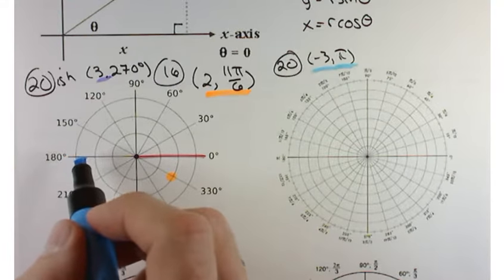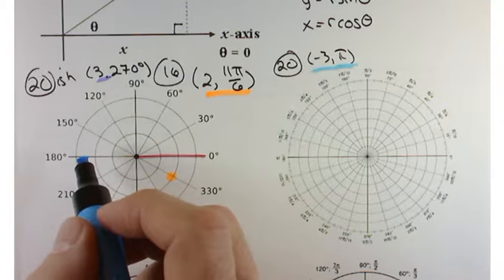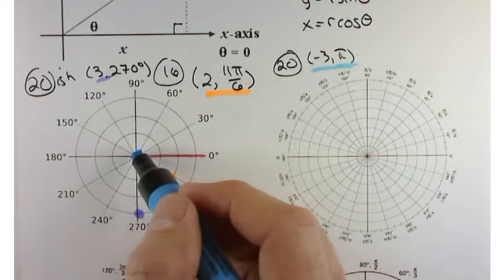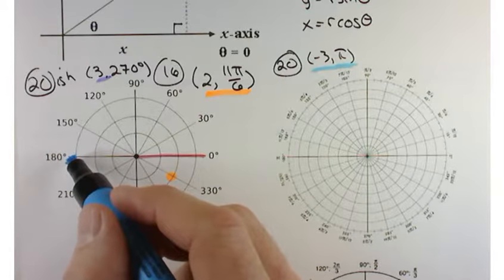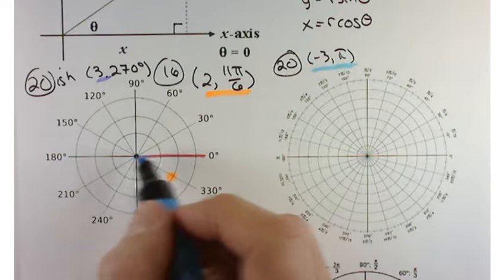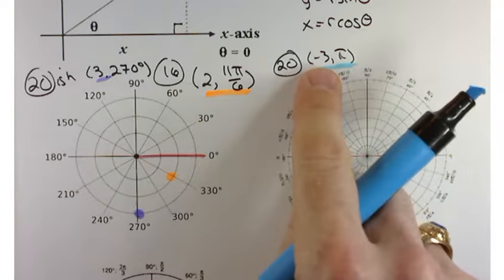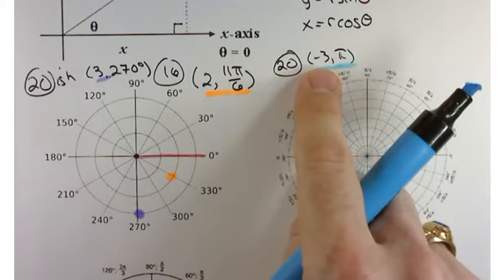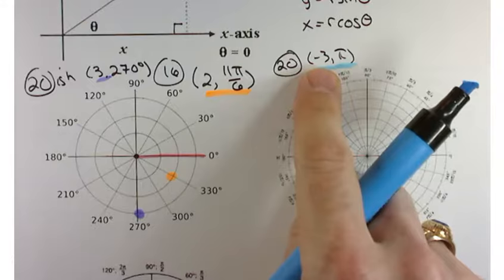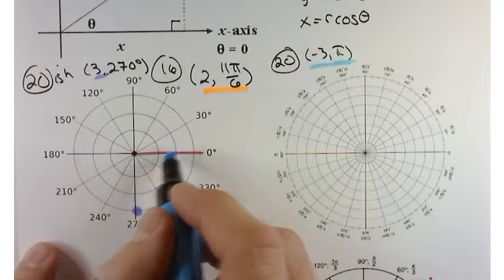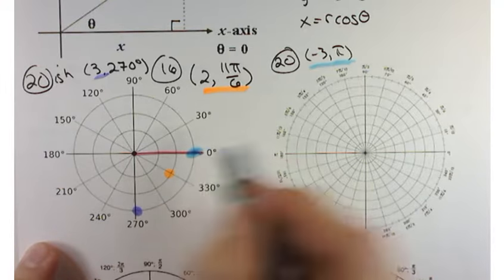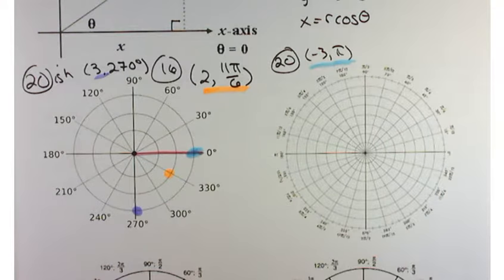But it's not just a radius of 3. It's a radius of -3. Right? So instead of going this way for 3, what do you think I'll need to do? Go the other way. So when you have a negative radius, it's like adding 180 degrees to your angle. So instead of going out here for 3, I'll go back here. 1, 2, 3. And that's where we'll find this point here.